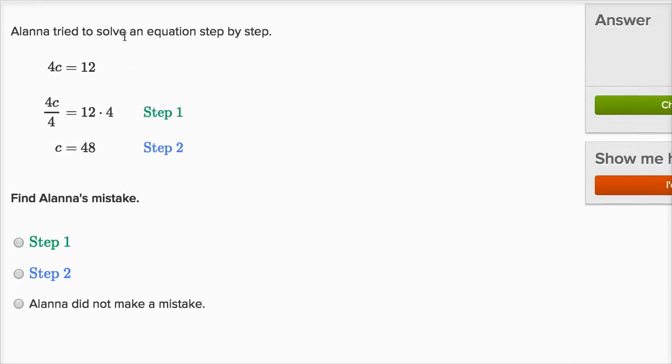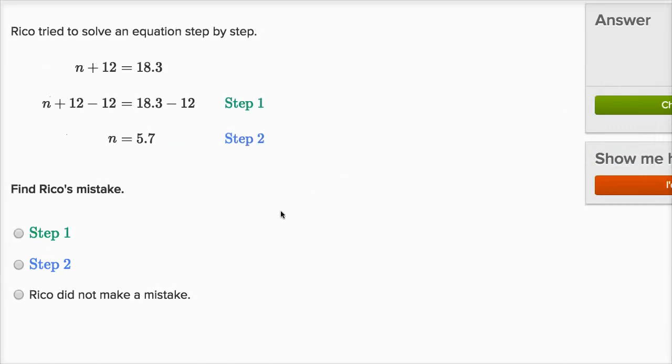All right, Alana tried to solve an equation step by step. 4c equals 12, divides the left-hand side by 4, and then multiplies the right-hand side by 4. No, if you're going to divide the left-hand side by 4, you have to divide the right-hand side by 4 as well. You don't multiply by 4. So a mistake in step 1. Let's do one more of these.